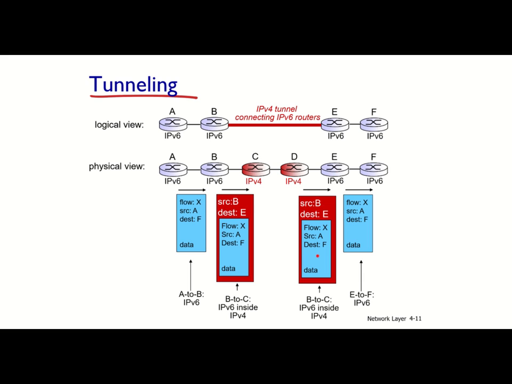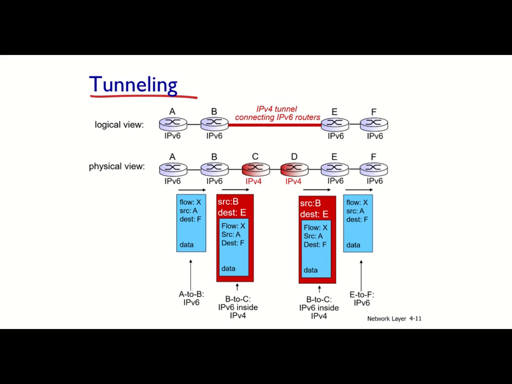In D, we do an extraction and remove the red part of this datagram, and then the remaining part becomes the IPv6 datagram, and E can simply forward the blue datagram, which is an IPv6 datagram, to F, because both E and F run IPv6.